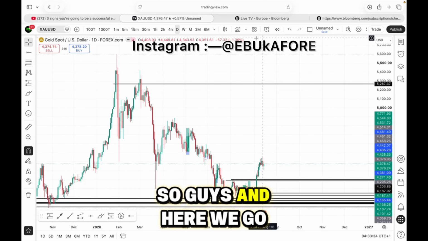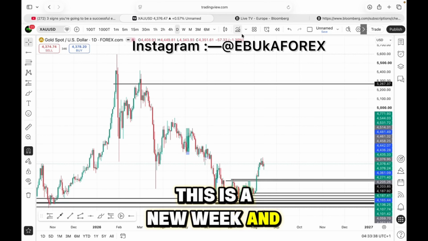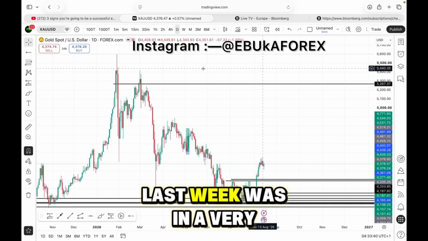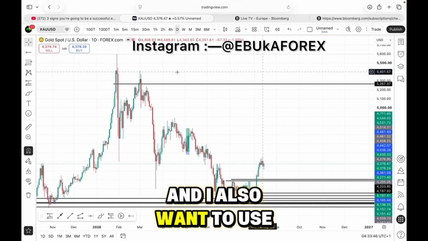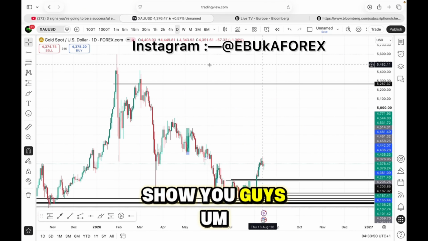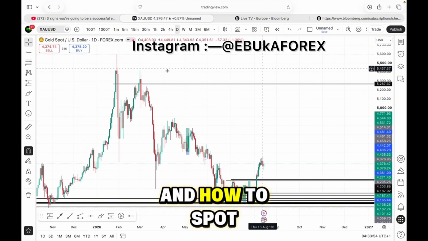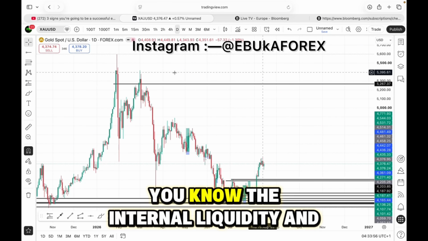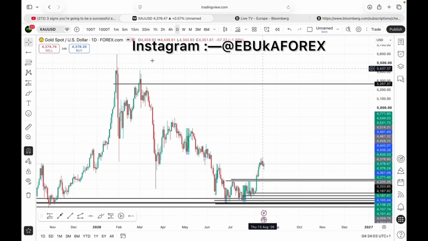So guys, here we go again. This is a new week, and last week was a very volatile market, and I also want to use this opportunity to show you guys how to mark your key levels and how to spot the internal liquidity and the external liquidity, which is very important.